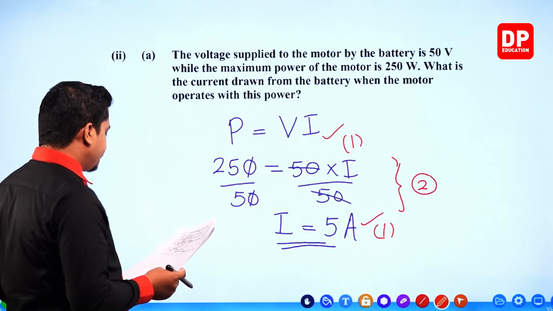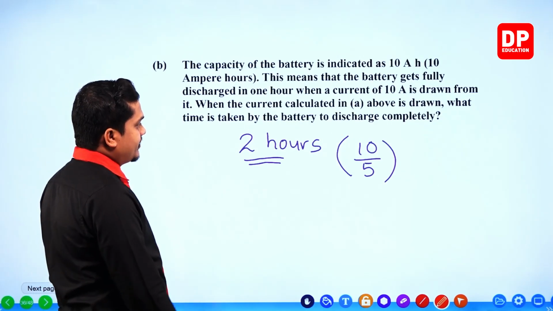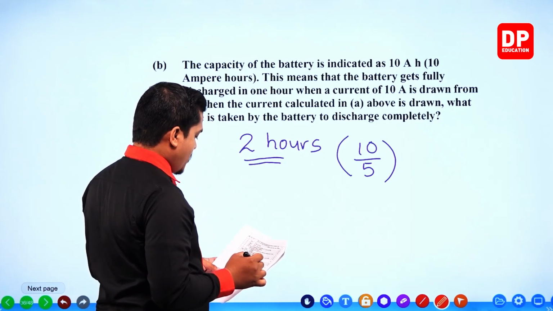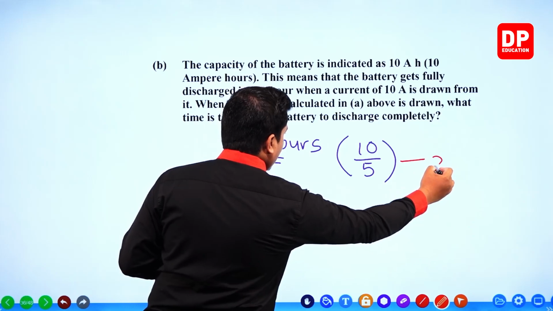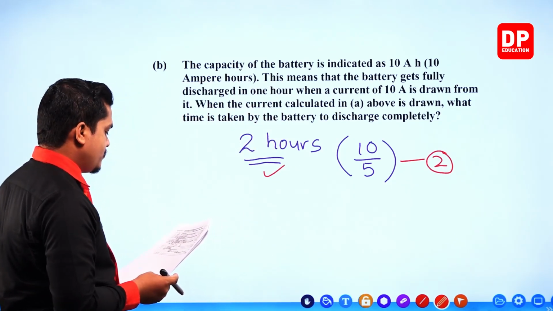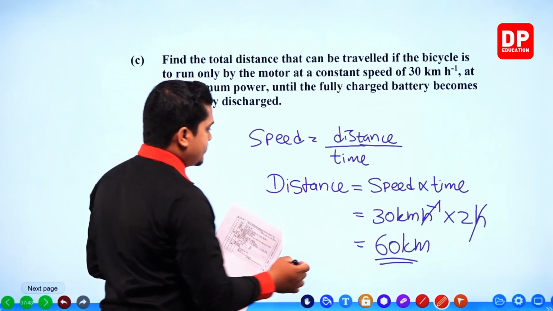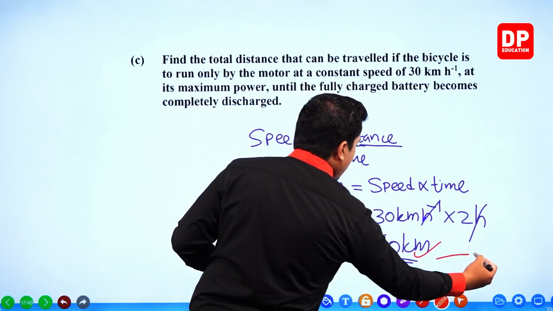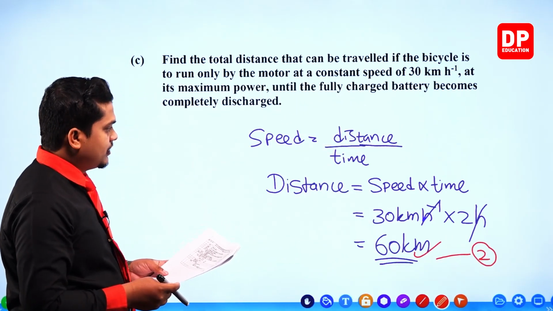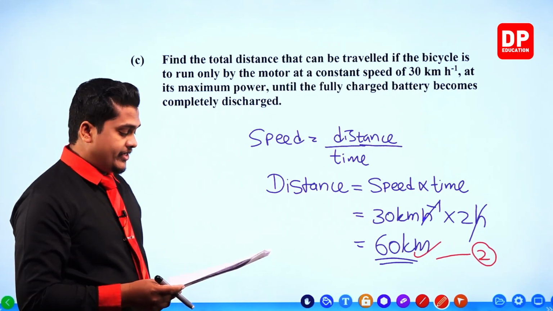Then next one, for directly mentioning that this thing has 2 hours, will be receiving 2 marks. Then for 60 kilometers, directly they have given 2 marks. Here, kilometers, the unit, is very important.